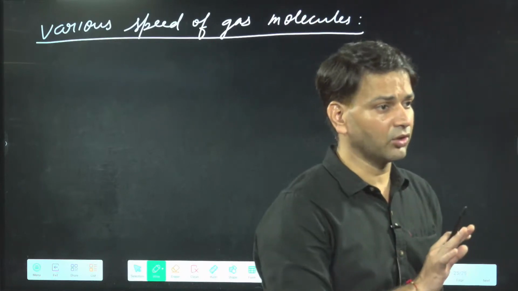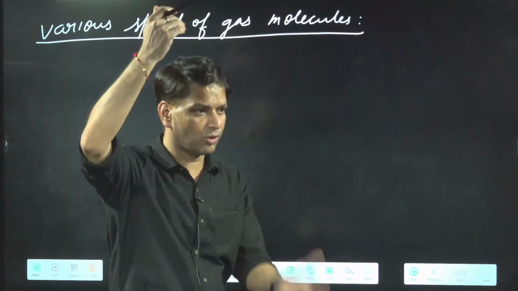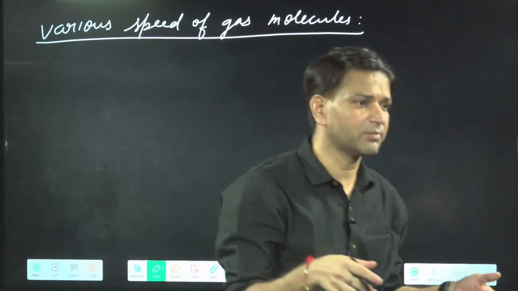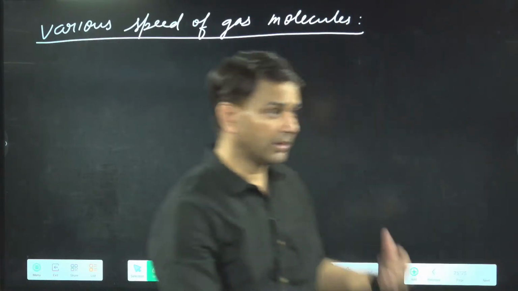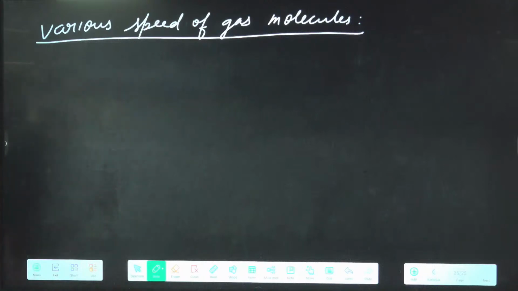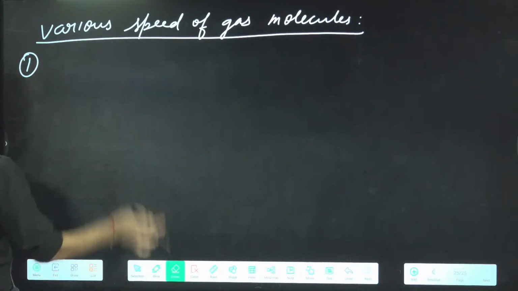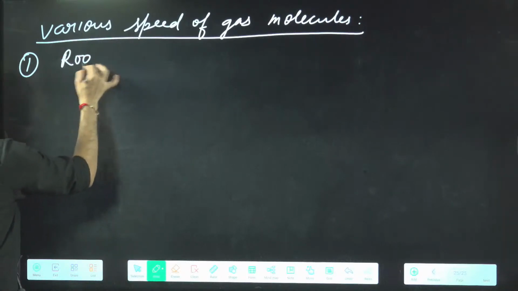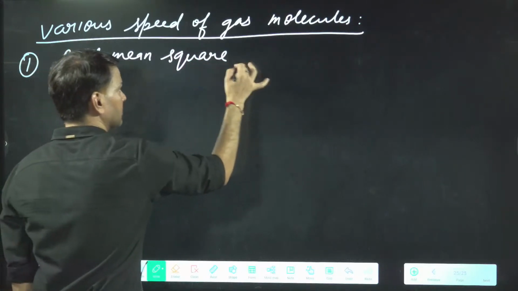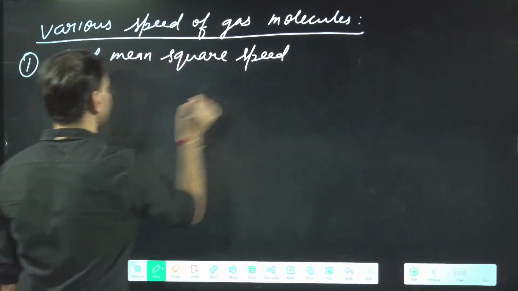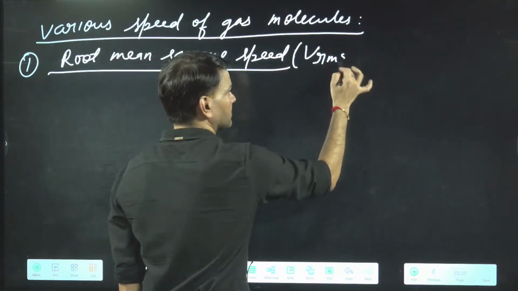Velocity is a vector quantity, so some molecules are moving right, some left, some up, some down. So there is no net displacement in a particular direction. That's why we say the average velocity is 0. But now here I am discussing the average speed. So the first one is the root mean square speed, that is VRMS.